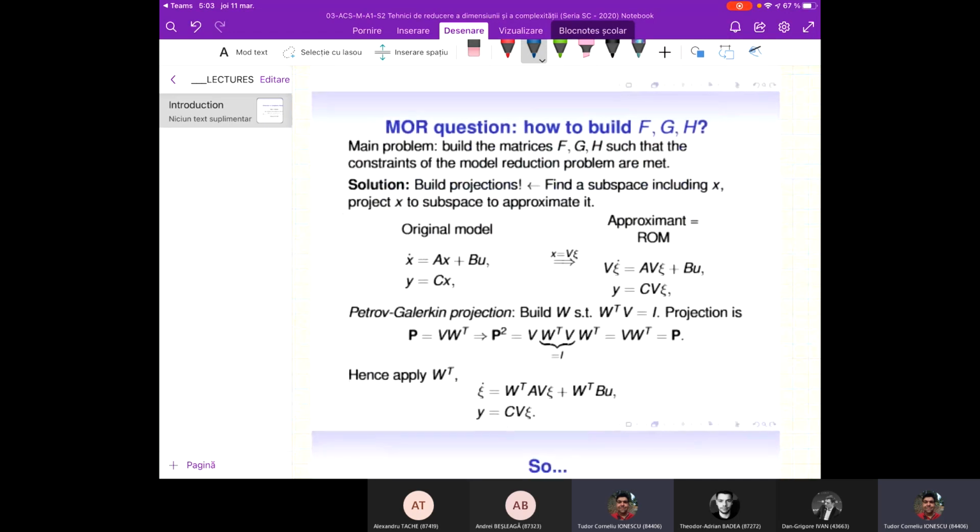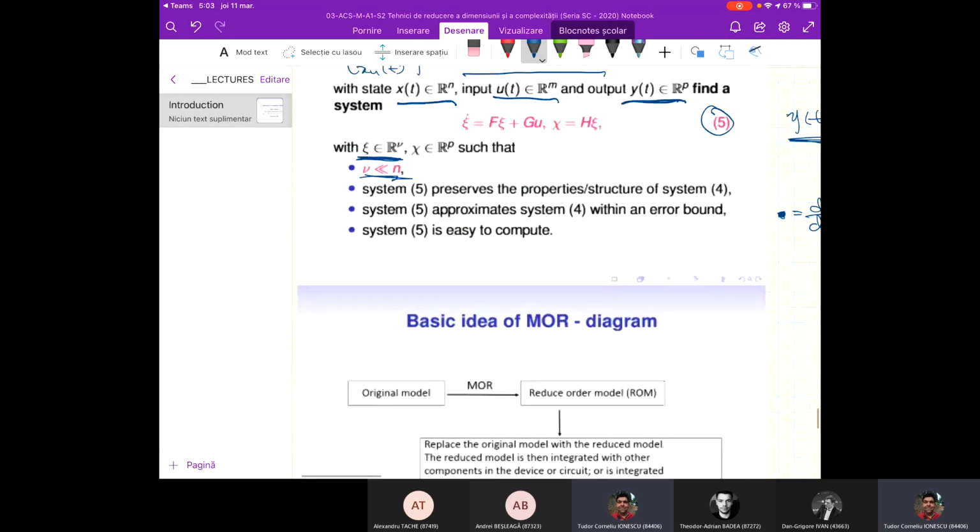Now, more concretely, let's put our hands on things, and the main question here is, how do you build the reduced order matrices F, G, and H? How do you do that? The main problem is you need to build these matrices such that the constraints of the model reduction problem are met. So essentially, you need to fulfill these things.